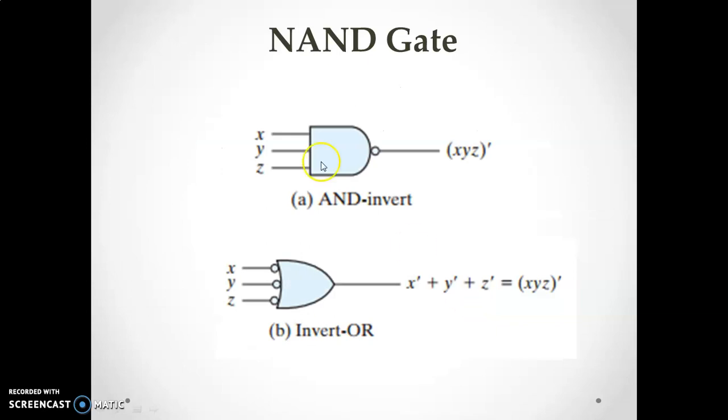So 3 input NAND gate is shown here in figure. It has 3 inputs X, Y, Z. So output will be X dot Y dot Z the whole bar.